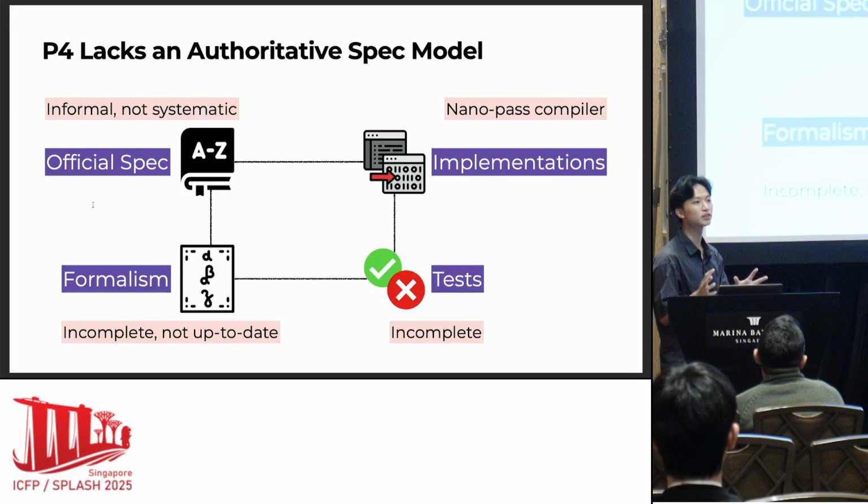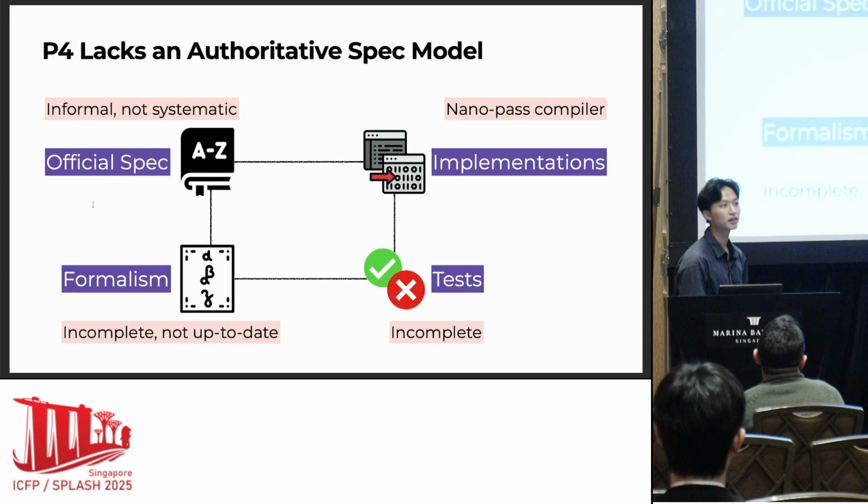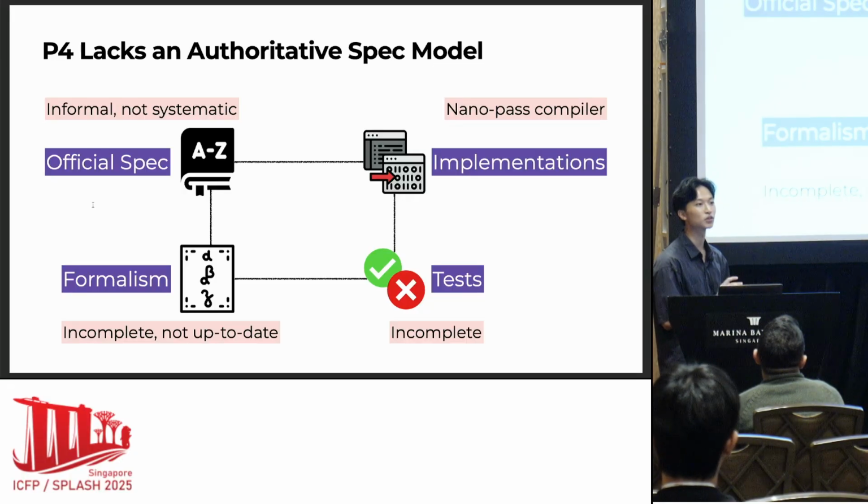We have the P4C reference compiler implementation, however, it takes a nanopass compiler architecture where it fails to give a monolithic view of the language semantics. Tests are naturally incomplete, and formalizations exist, however, they are incomplete and also not up to date.